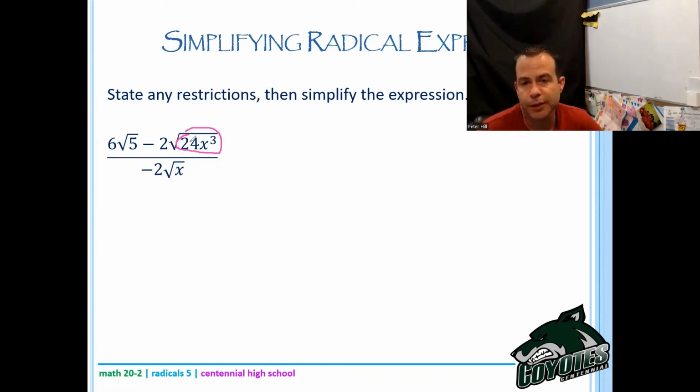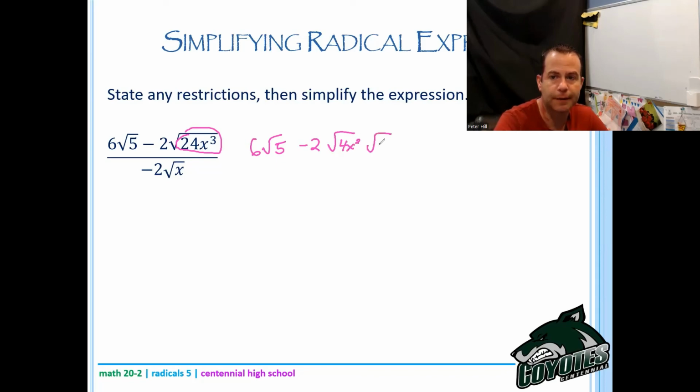So let's actually simplify this guy first. Okay, I'm going to look at 24 as 4 times 6, and then x cubed as x squared times x. Remember, we always want to put kind of our perfect squares together. So I'm going to call this 6 root 5 minus 2 root 4x squared. And then I'd be left with 6x over there, right? That would still get me to the 24x cubed here.